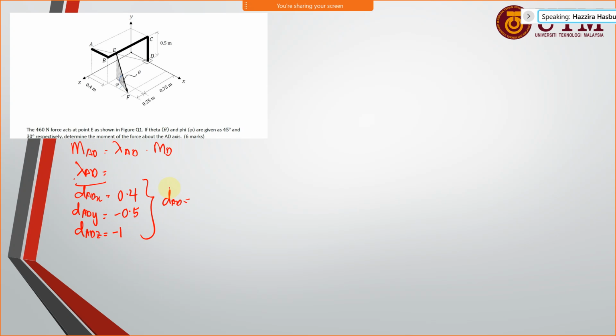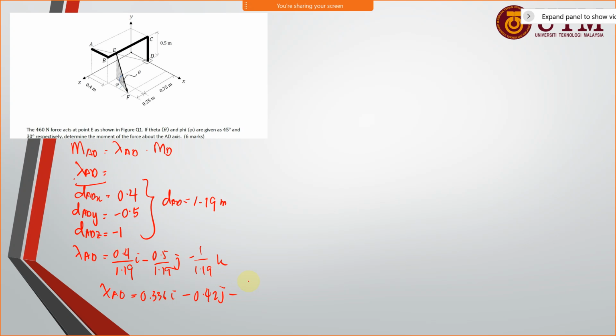So DAD must be square root of 0.4 square tambah 0.5 square tambah 1 square, 1.187, 1.19 lah. Okay, meter. So from here kita dapatkan lambda DAD, 0.4 bagi 1.19 i tolak 0.5 bagi 1.19 j tolak 1 bagi 1.19 k. So lambda AD must be 0.4 bagi 1.19, 0.336 i, tolak 0.5 bagi 1.19, 0.42 j, tolak 1 bagi 1.19, 0.84 k. Okay, so this is our lambda AD.